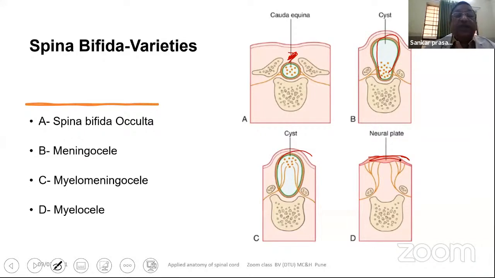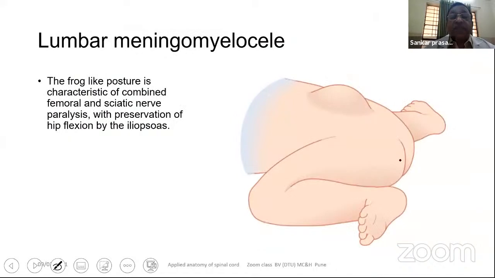So you have the spina bifida varieties: spina bifida occulta, because the plates didn't unite in the midline, meningocele, myelomeningocele, and myelocele. You can see the example. The frog-like posture is characteristic of a combined femoral and sciatic nerve paralysis, with preservation of hip flexion, which is by the iliopsoas, and you can see the myelomeningocele on the backside.